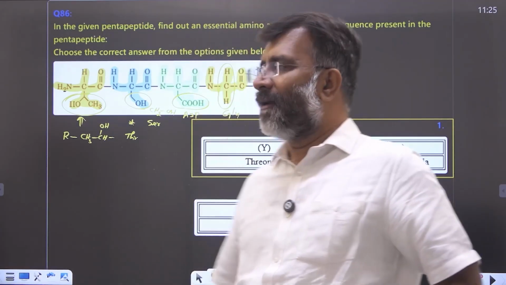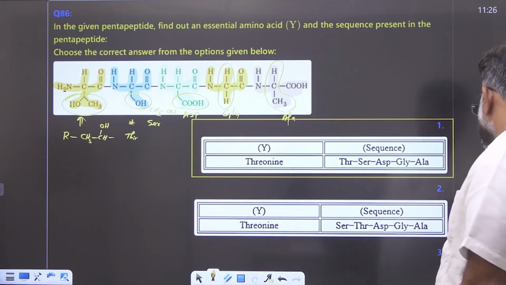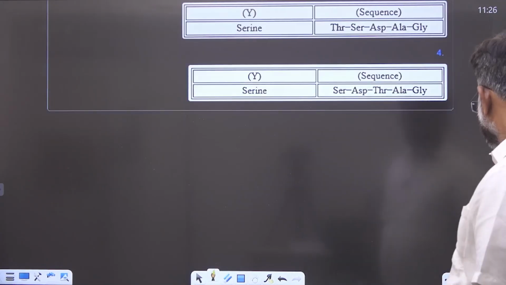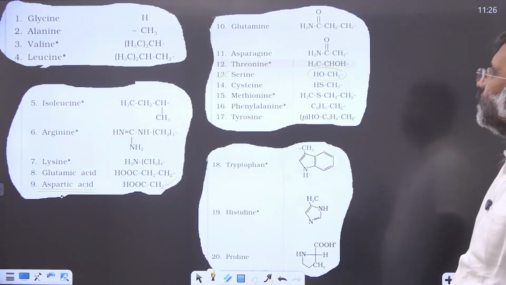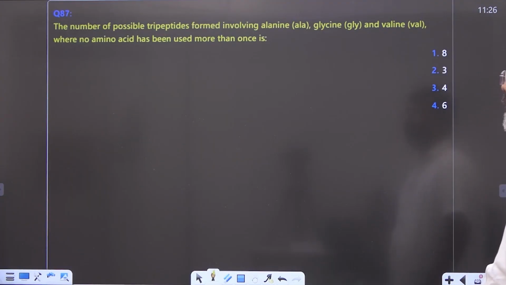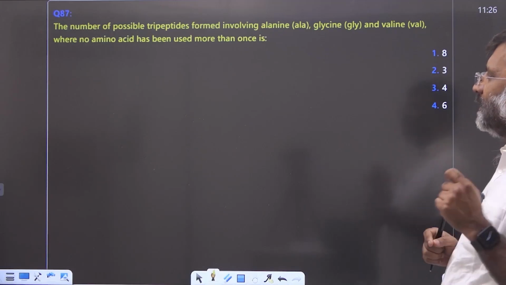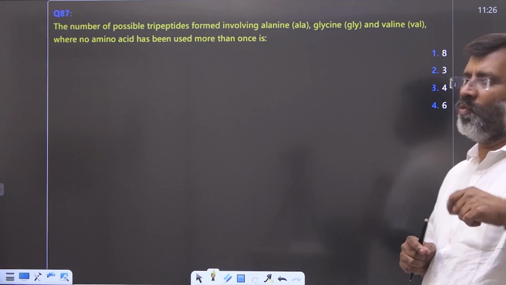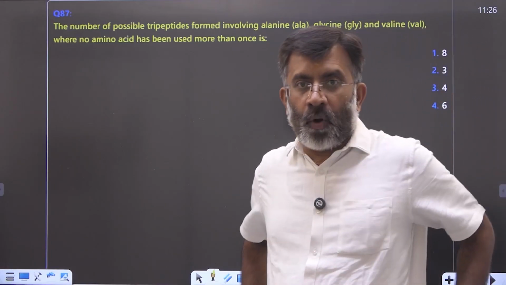Okay. Next question, 87. The number of possible tripeptides formed involving alanine, glycine and valine, where no amino acid has been used more than once.